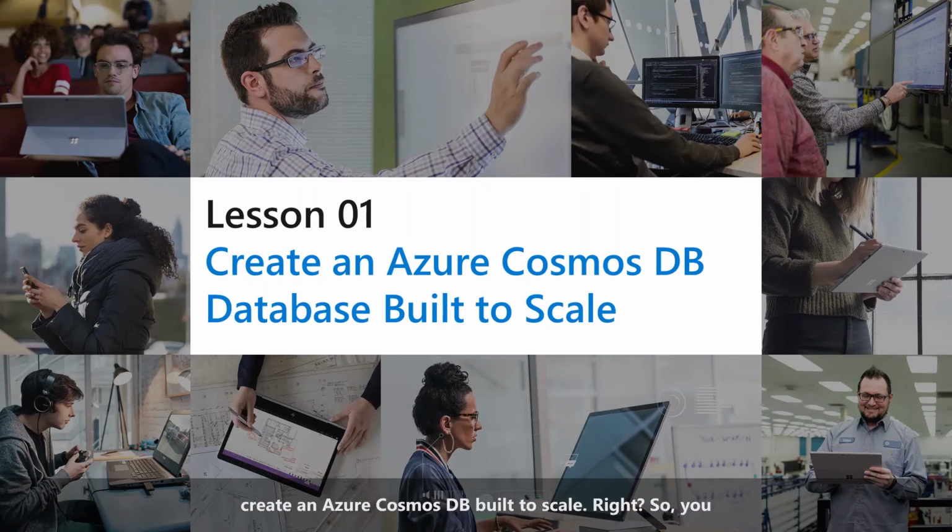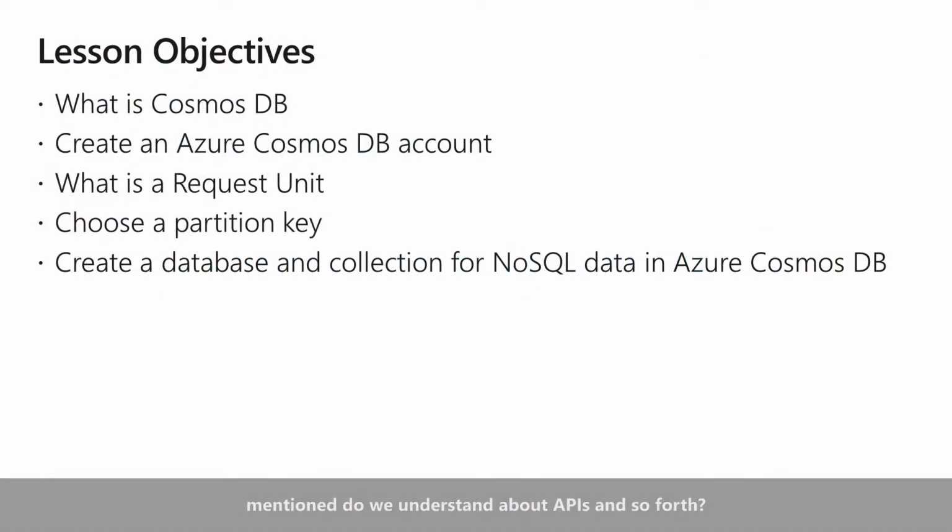So, creating Azure Cosmos DB built to scale. You mentioned, do we understand about APIs and so forth? Yeah, we talk about it all here. By the end of this lesson, you should understand what Cosmos DB is and how you create it. Really important that you understand request units. Yeah, and partitioning is really important as well. Exactly. And the skills that you know about partitioning from SQL apply here as background knowledge. And then how to create a database and a collection. So by the end of this lesson, you understand all the background to Cosmos DB, you know how to provision it, and you know how to create a database within it and a collection.